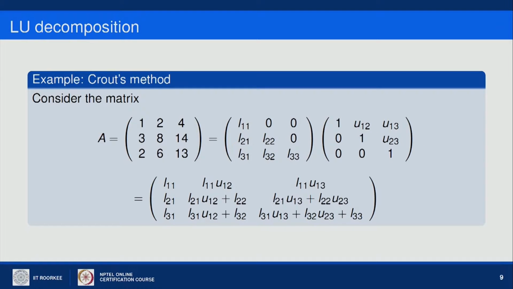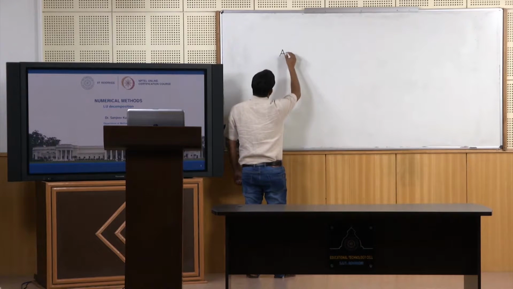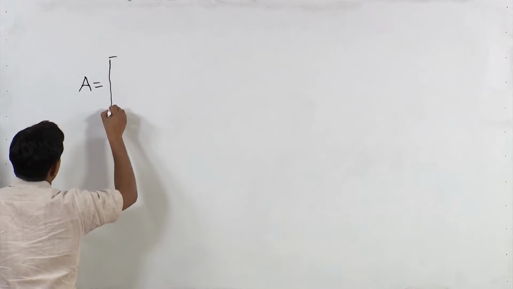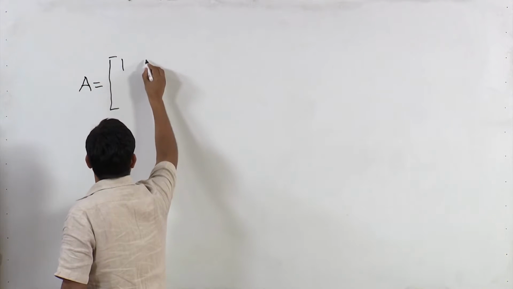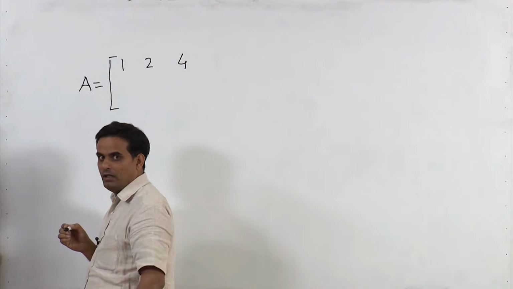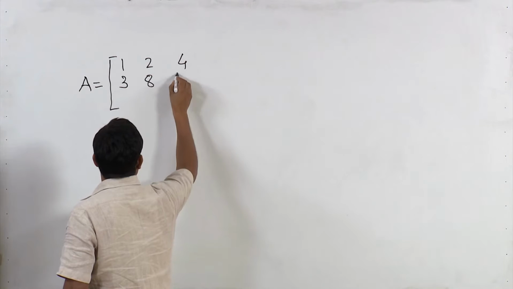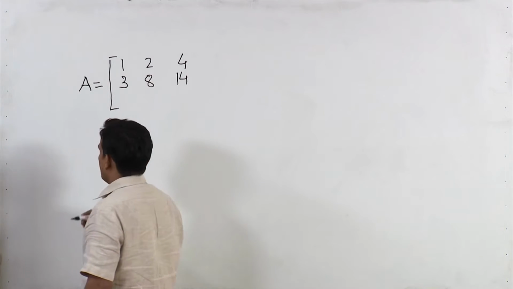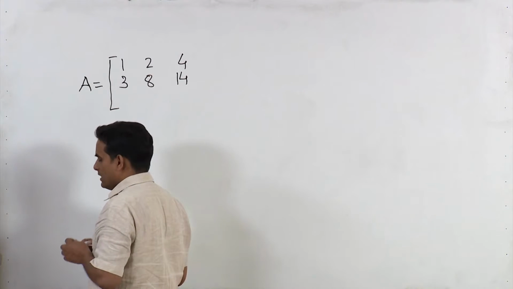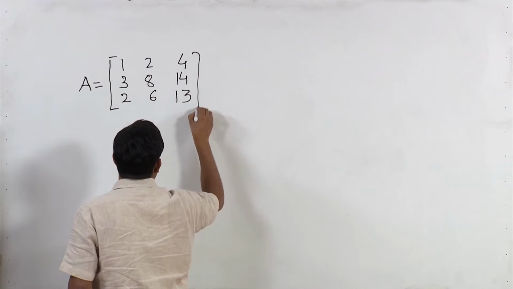So here we will take an example of this method. Take a 3 by 3 matrix A which is given as 1, 2, 4, and then the second row of this matrix is 3, 8, 14, and the last row of this matrix is 2, 6, 13.